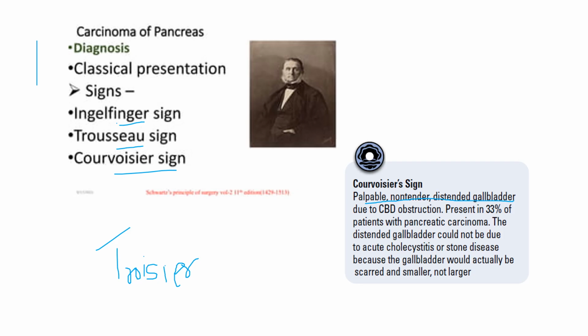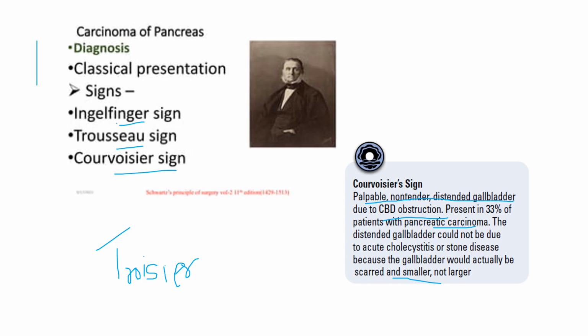Now, what is Courvoisier sign? Courvoisier sign is a palpable, non-tender, distended gallbladder due to CBD obstruction, usually pancreatic carcinoma. It is unlikely to be a stone, because in a stone, the gallbladder would actually be scarred, smaller, and not larger. There can also be pain. So a non-tender, palpable gallbladder with obstructive jaundice is usually due to pancreatic carcinoma. That is what Courvoisier sign is saying.